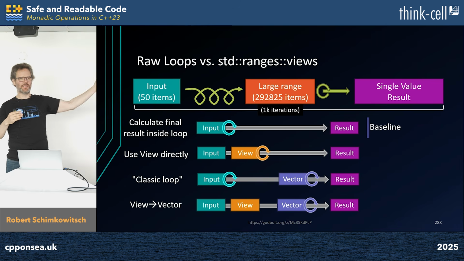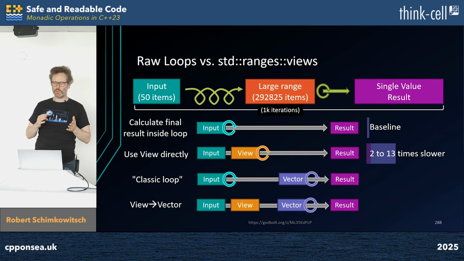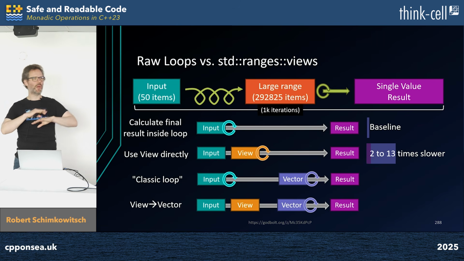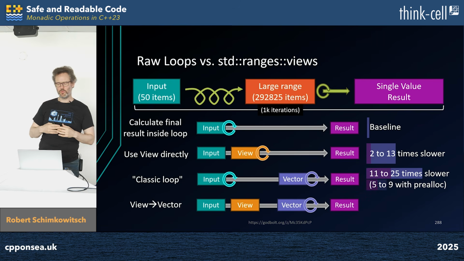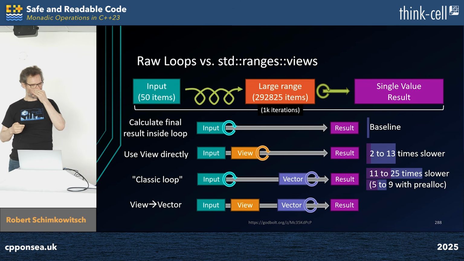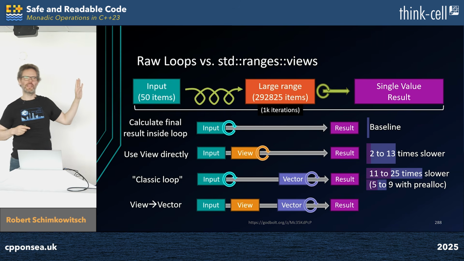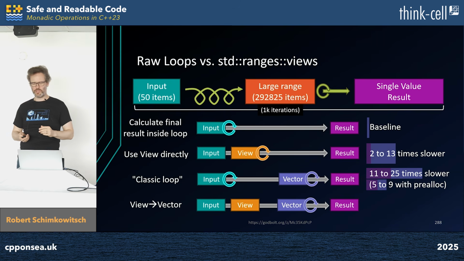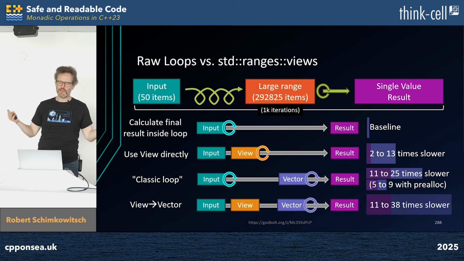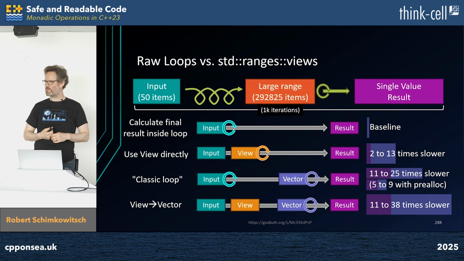Now, the integrated loop is the baseline. And when I use the ranges views, it's about 2 to 13 times slower. I should note there's no extra work going on that would hide these effects. But it's still faster than a classic loop with vector, quite a lot faster. However, if you know the size approximately in advance, you can pre-allocate, and then it's about equally fast as split ranges views directly. Combining views with vector is, as expected, slowest. 38 times slower sounds bad.